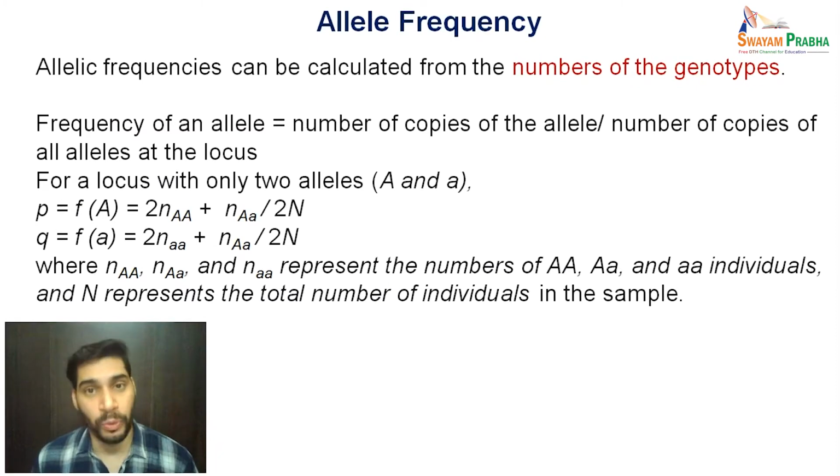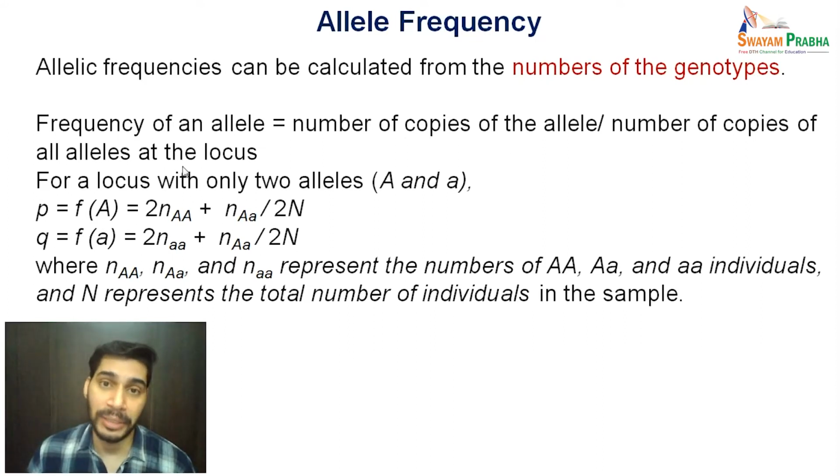The allelic frequency, as again the name suggests, is the frequency of a particular allele within the population. There are two different methods of calculating allelic frequencies. Either it can be calculated from the number of genotypes, or it can be calculated from the genotypic frequencies. If you have the number of genotypes within a population, you can calculate allelic frequency by using this formula: the number of copies of the allele divided by the total number of copies of all the alleles at that particular locus.